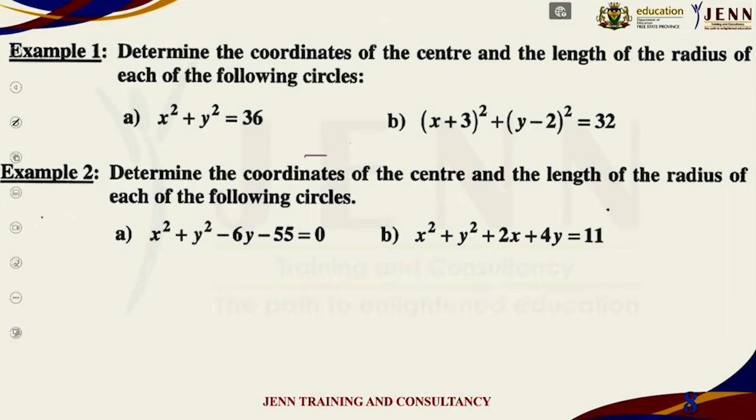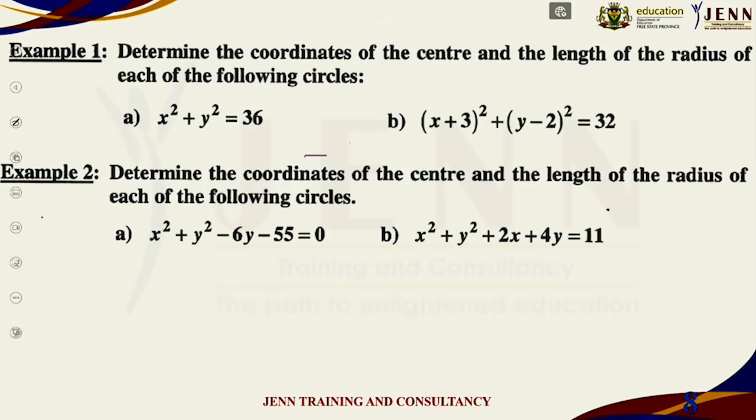Example 1. It says, determine the coordinates of the center and the length of the radius in each of the following. My beautiful children, please, I am going to emphasize the following: r squared and radius, they are not the same thing. I repeat again, r squared and radius, they are not the same thing. Okay, let us move forward now.